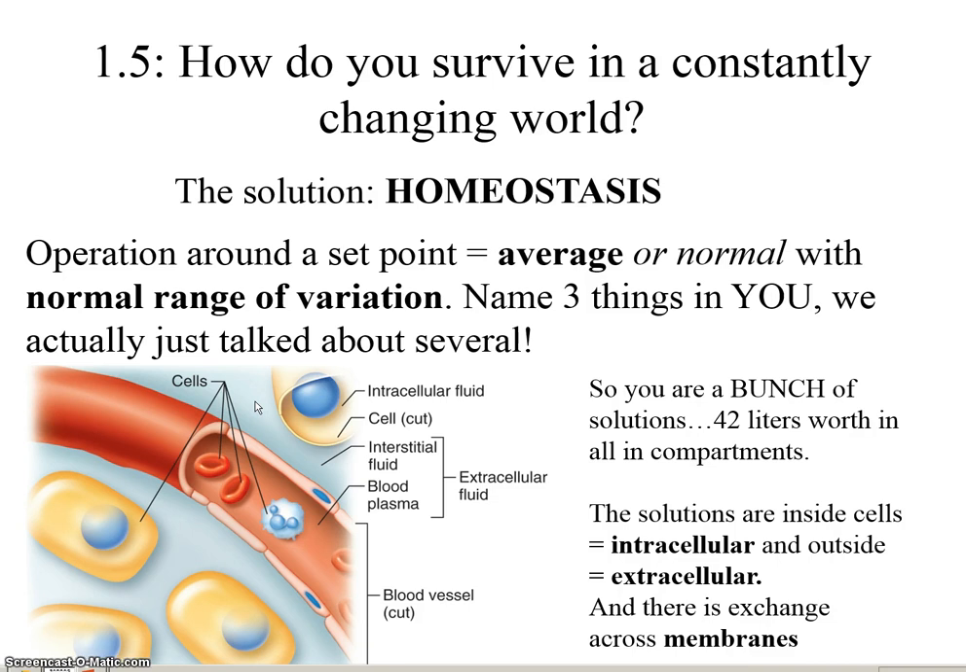So I say, you basically operate around some set point, or some rules, if you will. And this is a normal range with some variation. In other words, it can go up and down, but it needs to stay within that.